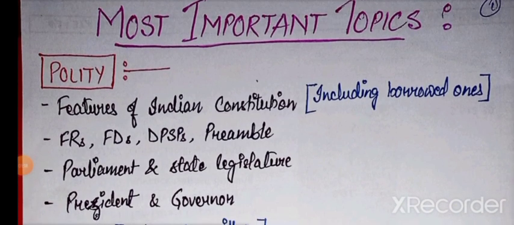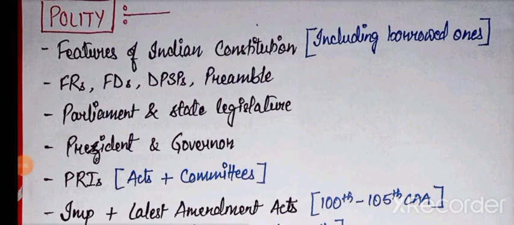So in the polity section, the features of the Indian Constitution are very important. Features like parliamentary form of government, democracy, sovereignty, what they mean, or what features we borrowed from other countries, everything included. Fundamental rights, fundamental duties, DPSPs and the Preamble must be read. You have to read and clearly understand the reasoning behind it and revise it.